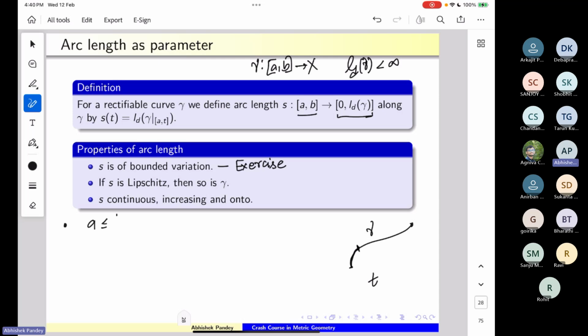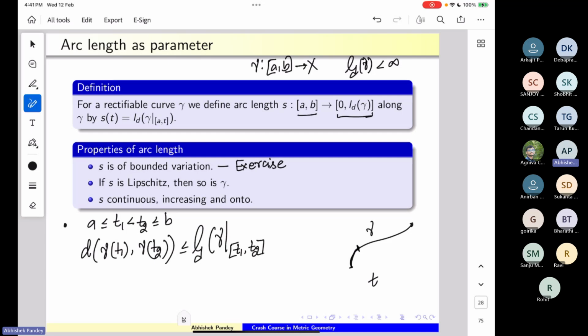Notice that if we have any points t1 and t2, then the distance between gamma of t1 and gamma of t2 is less than or equal to the length of the curve gamma restricted to the interval t1 comma t2, which is nothing but s of t2 minus s of t1. So it means that if s is Lipschitz, then the curve gamma is Lipschitz. Okay, is it clear?